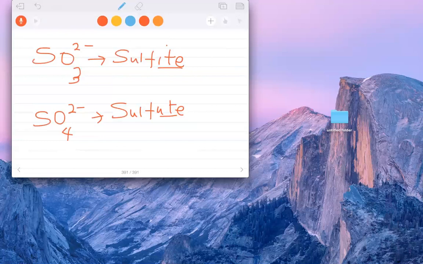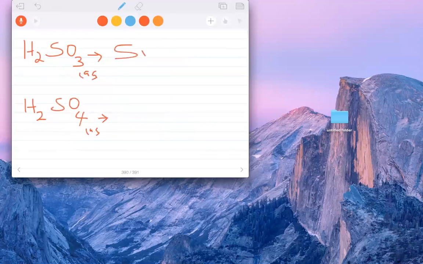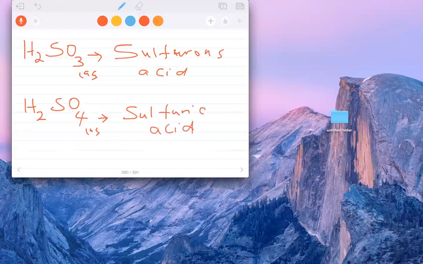This ends with ITE and this with ATE, because of the difference in the number of oxygens. Remember, the one with fewer oxygens ends with ITE, and the one with more oxygens ends with ATE. Therefore, we change to the endings OUS and IC. So this will be sulfurous acid, and this is sulfuric acid. Take note, I didn't use hydro.